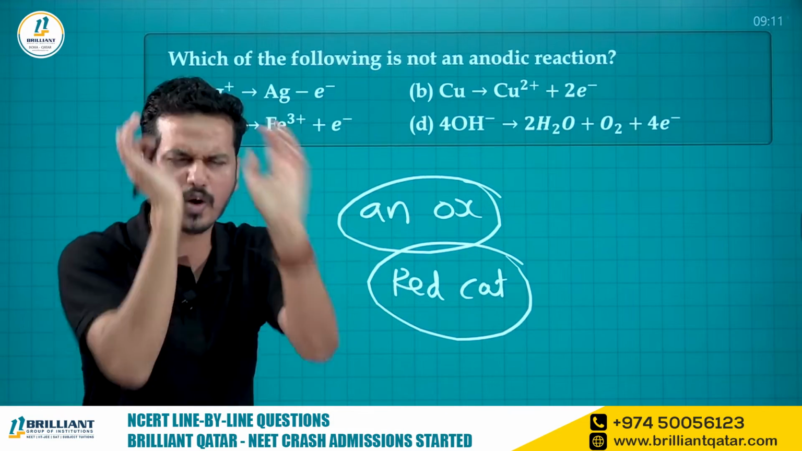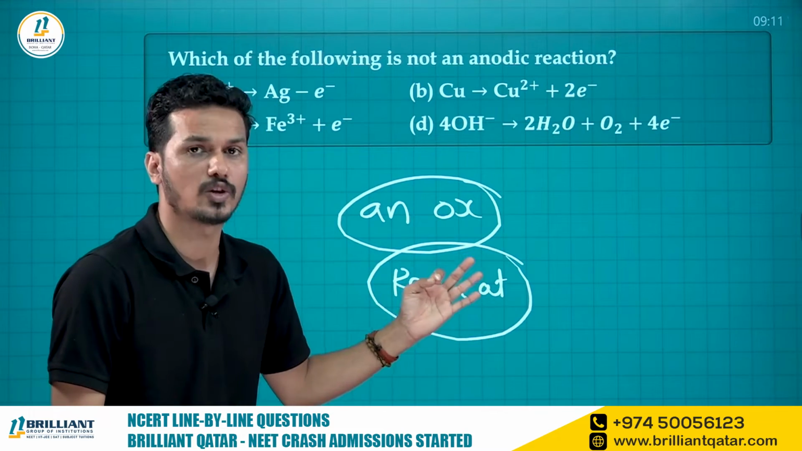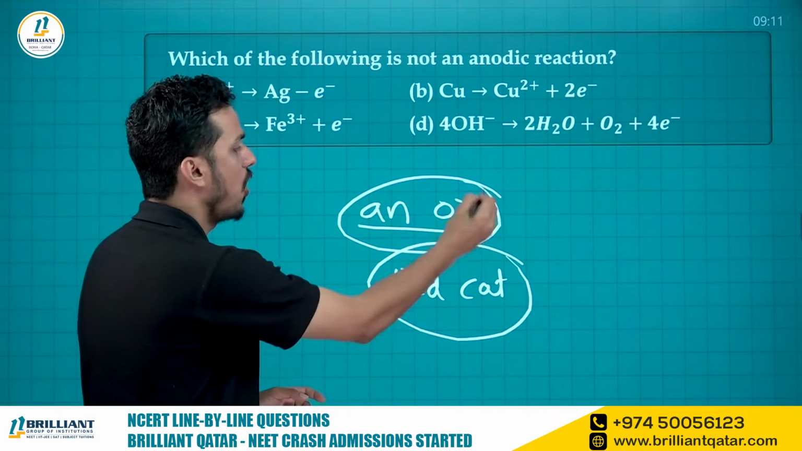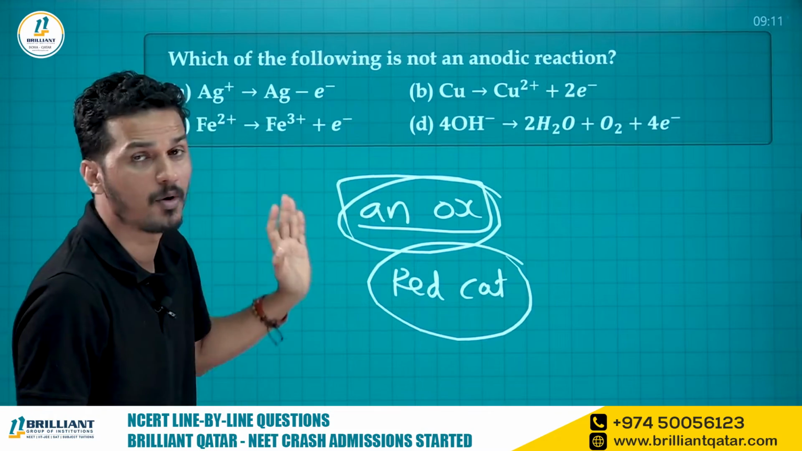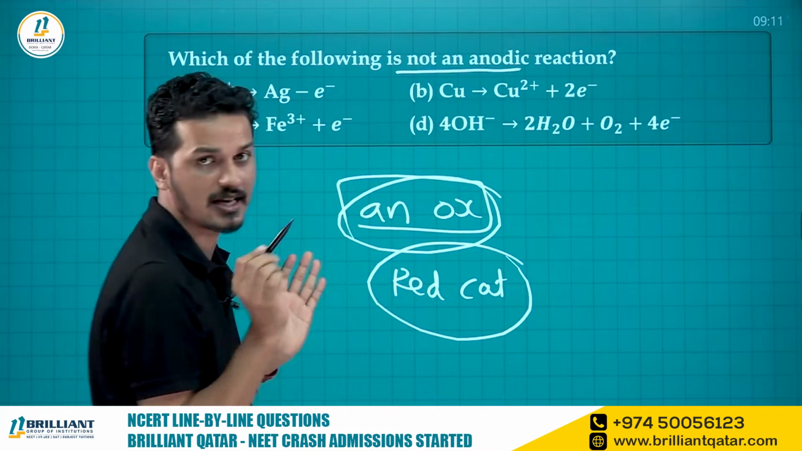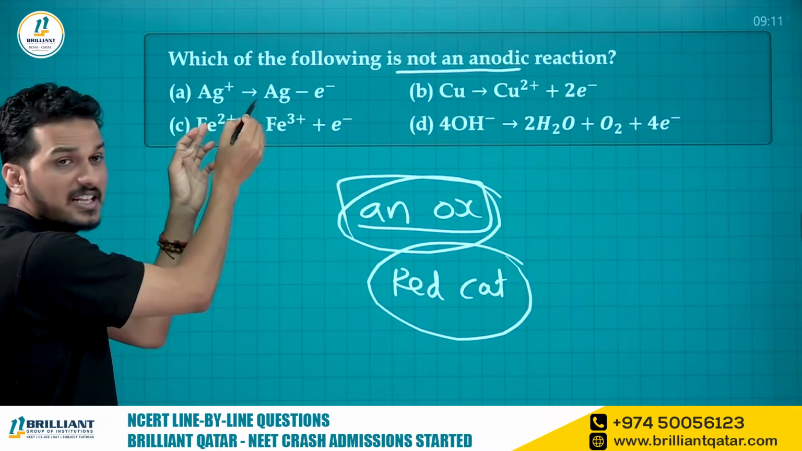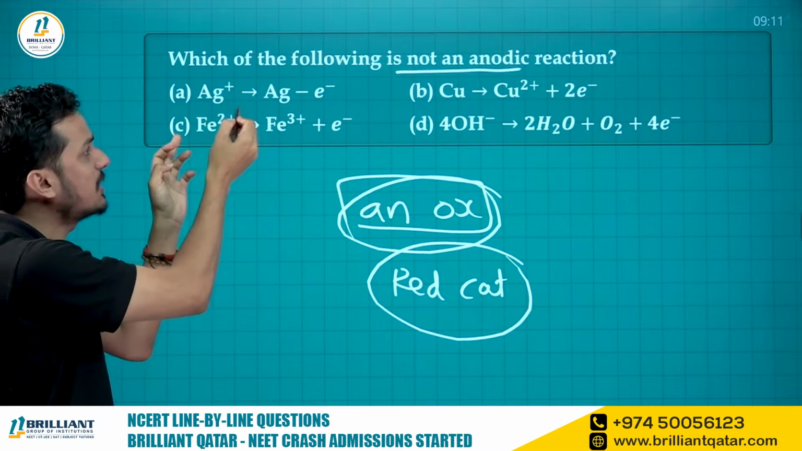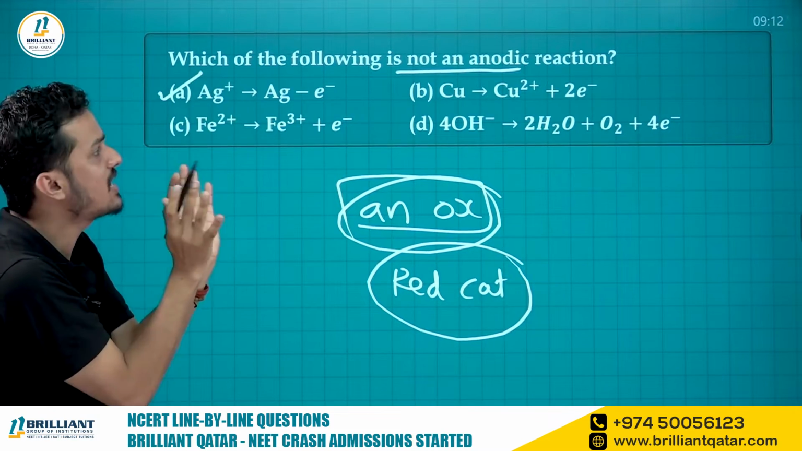Wherever oxidation takes place, that is called anode. Wherever reduction takes place, that is called cathode. So at anode, what is taking place? Oxidation. Oxidation means loss of electron. They are asking which is not an anodic reaction. Here Ag+ gains an electron to become Ag. That is reduction. So option A is the correct answer.